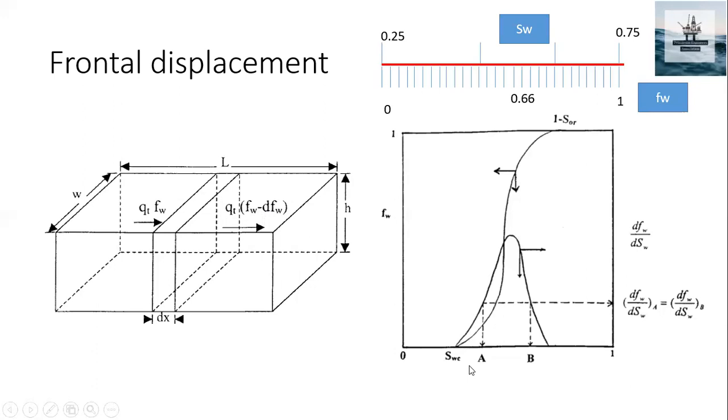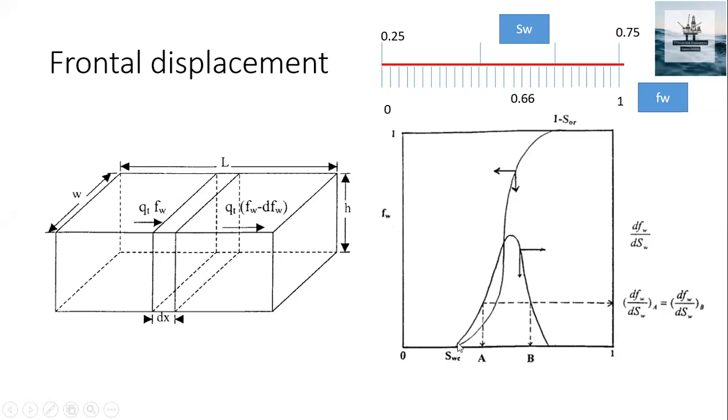The x-axis is the saturation of water, the y-axis is the fractional flow of water. The y-axis limits run from 0 to 1, and the x-axis also runs from 0 to 1. But you can observe that the graph starts at SWC and moves up. That means the fractional flow of water starts to go in a positive direction, from 0 to 1, at SWC and not at 0. That means the movement of water starts at SWC.